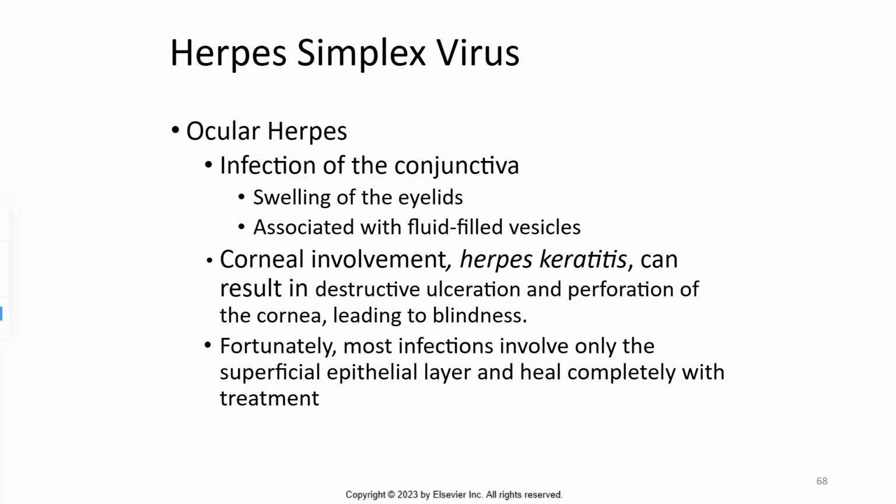Ocular herpes: infection of the conjunctiva, swelling of the eyelids associated with fluid-filled vesicles. Corneal involvement, herpes keratitis, can result from destructive ulceration and perforation of the cornea, leading to blindness. Fortunately, most infections involve only the superficial epithelial layer and heal completely with treatment.